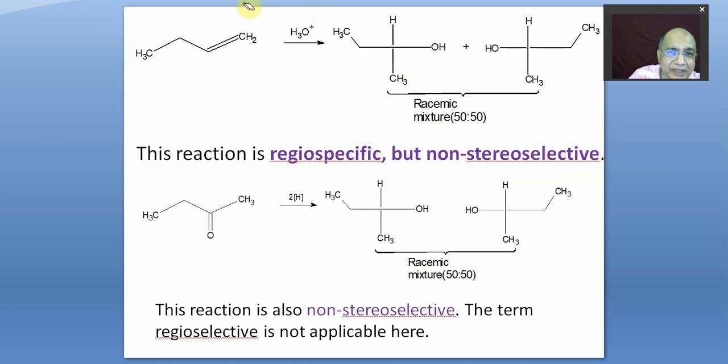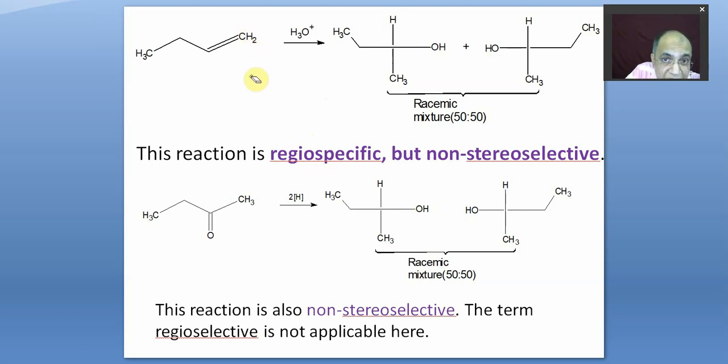For example, this is butene and this is water in presence of acid. Addition will definitely give you a secondary carbocation. So almost 100% you get butan-2-ol. But butan-2-ol is a chiral molecule. There is a chiral center. So the reaction is regiospecific, so far as this structural isomer is concerned. I have not written butan-1-ol.